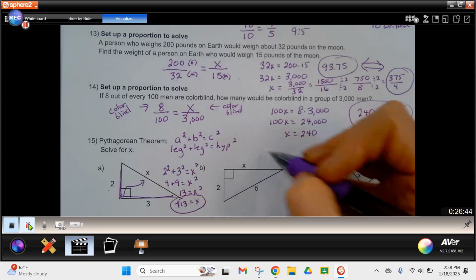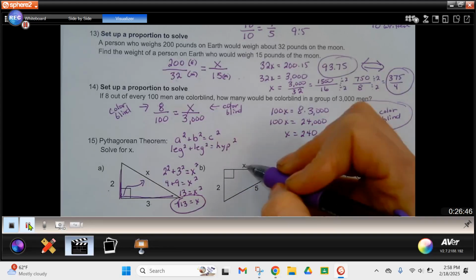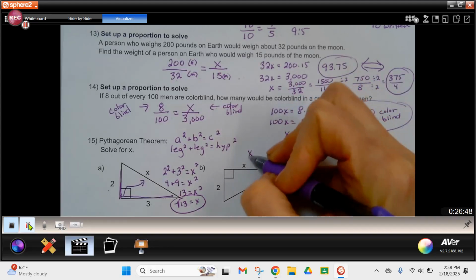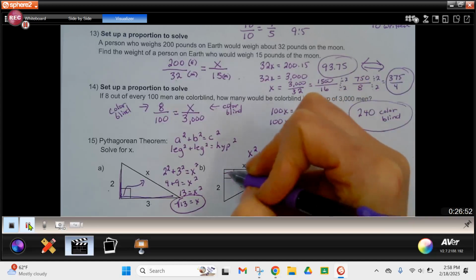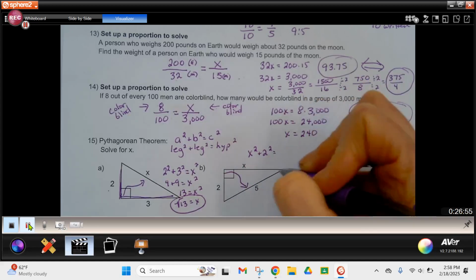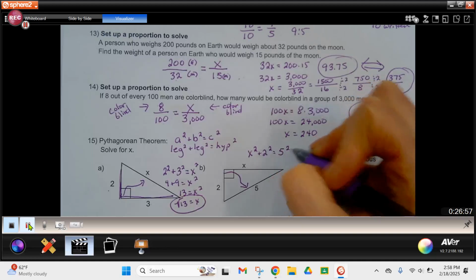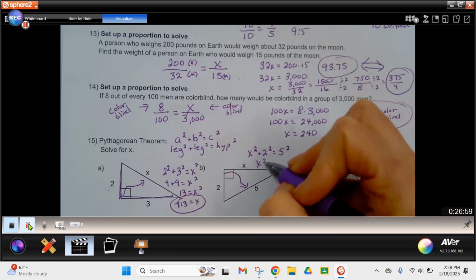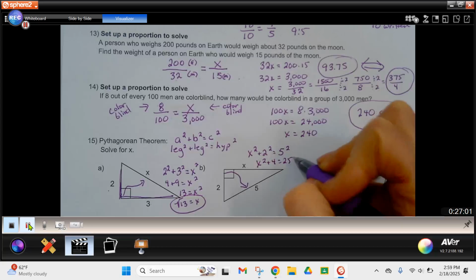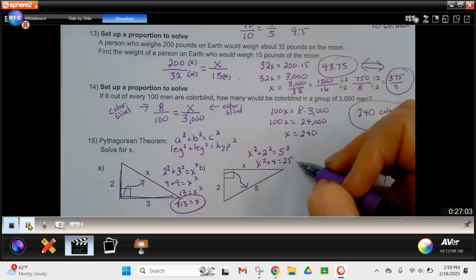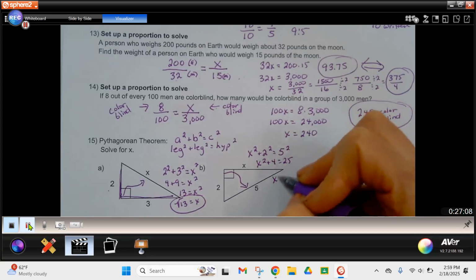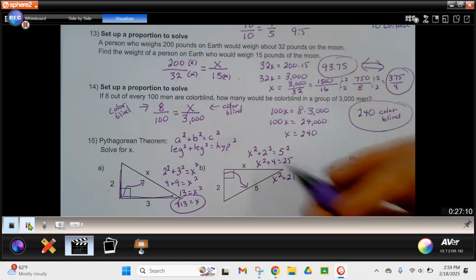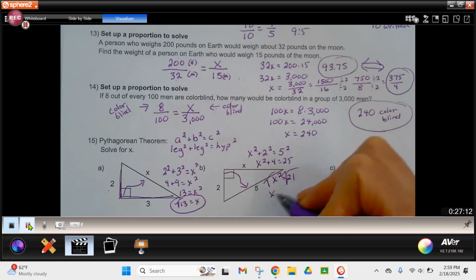Again, we're going to use the Pythagorean theorem, so we're going to set this up carefully. We have a leg and a leg. So x squared plus 2 squared equals, and this is our hypotenuse, opposite the 90-degree angle, that's 5 squared. So x squared plus 4 equals 25. Subtract 4 from both sides, and we get x squared equals 21. Take the square root, and we get x equals the square root of 21, and we're done there.